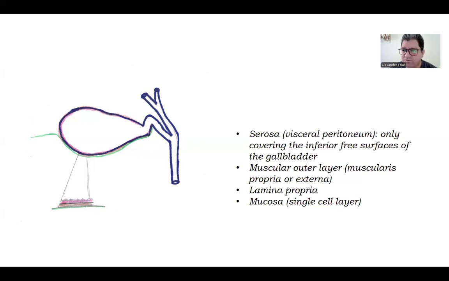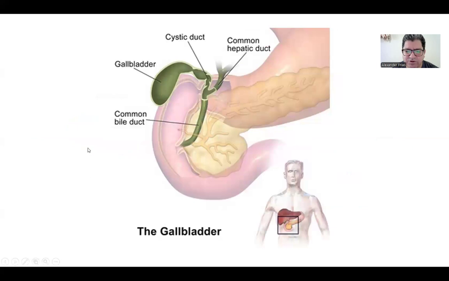The internal layer is the mucosa. This mucous layer concentrates the bile, removing the water from the bile to make it more concentrated. The lamina propria puts together the internal mucosa and the external muscular layer. The muscular layer is also very important, because one of the functions of the gallbladder is to pour its contents into the duodenum, as you can see here.